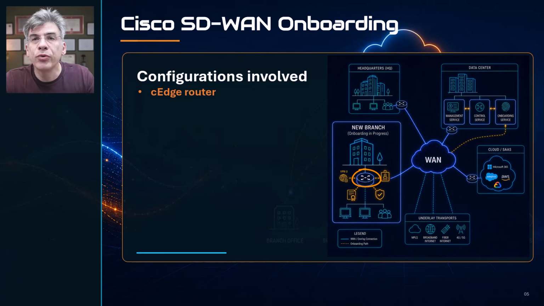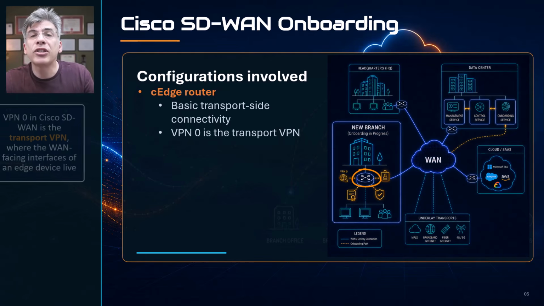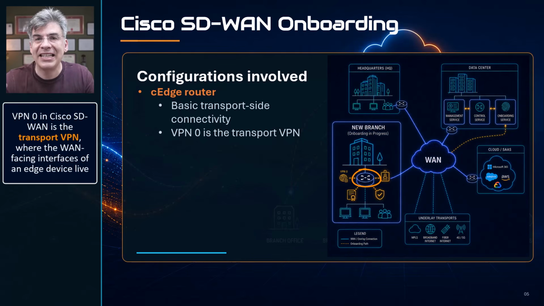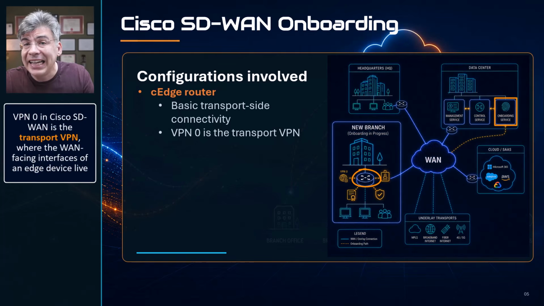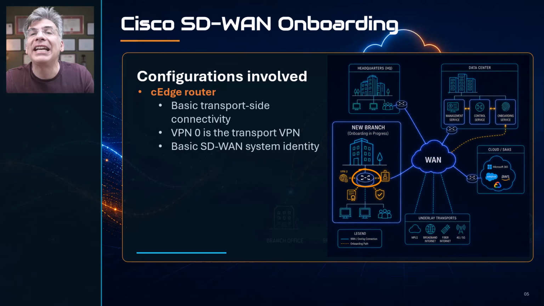On the WAN Edge router side, a few basic things must be in place before onboarding can succeed. First, the router needs basic transport side connectivity. In Cisco SD-WAN terms, this is normally configured using VPN 0, which is the transport VPN. This is where the WAN-facing interfaces exist, and this is how the device reaches the SD-WAN validator, the manager, and the controllers. Second, the router needs its basic SD-WAN system identity.